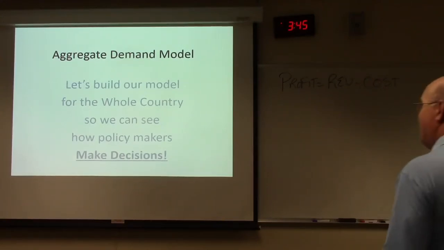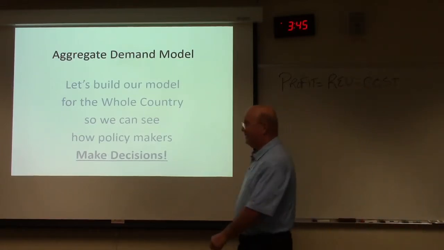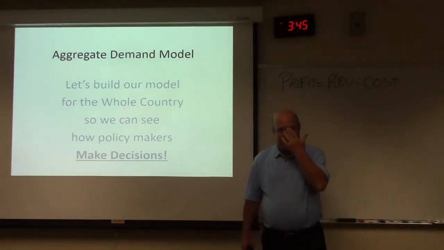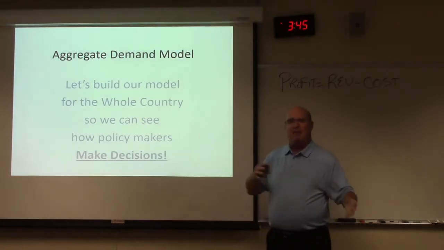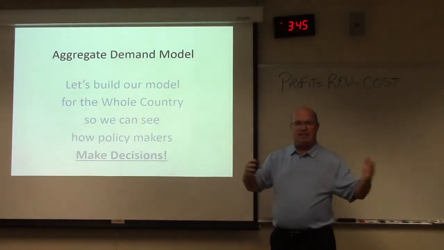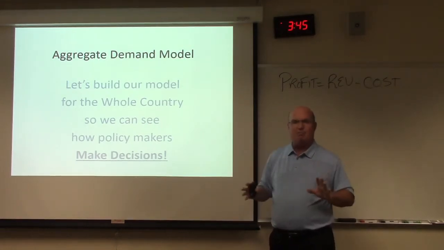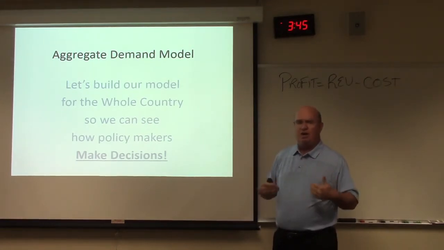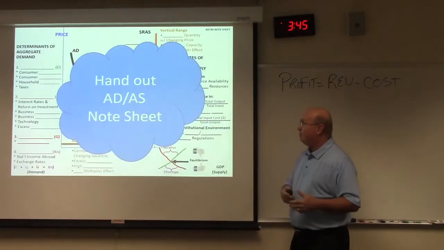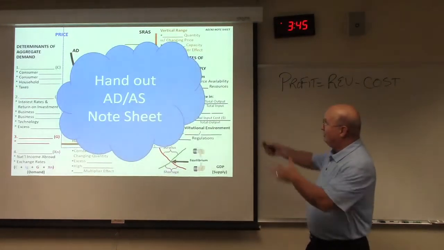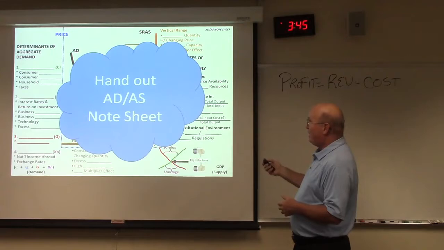Okay, aggregate demand, aggregate supply model. Okay, this actually is another model that helps our people in DC or in Tallahassee or in Jacksonville or wherever we've got political folks making decisions on our economy. This does help them do that. All right, first off, grab out this sheet and we're going to take a look at it.